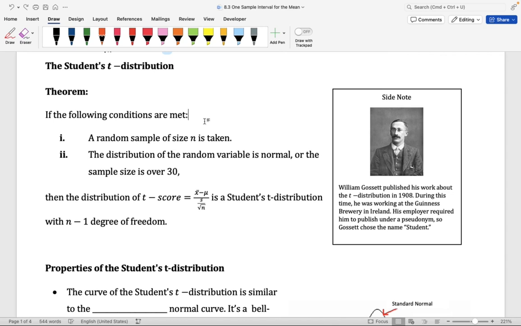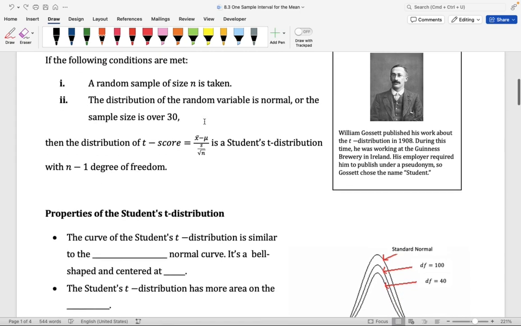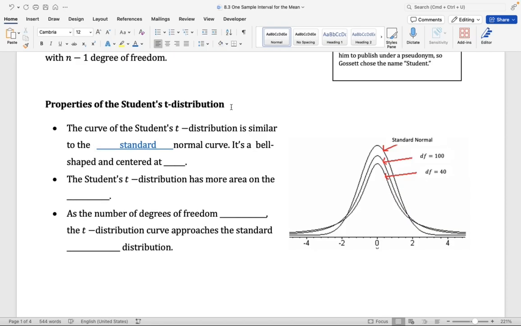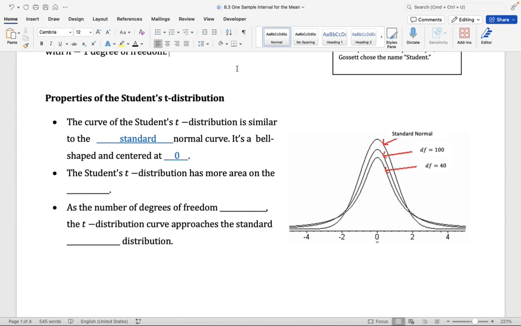Okay, so now let me show you what that distribution looks like. Let's look at the properties of the t-distribution. The curve of the t-distribution is similar to the standard normal curve. That is the standard normal distribution. It is also going to be bell-shaped, and it's also going to be centered at 0, just like the standard normal distribution. Now, that 0 at the middle represents the t-score equal to 0.